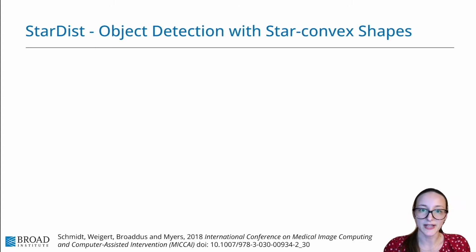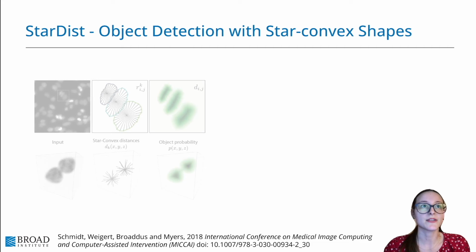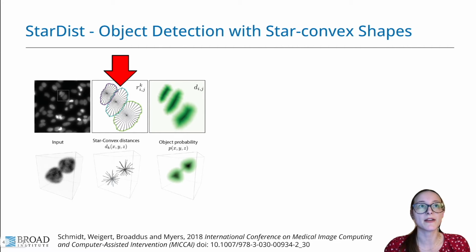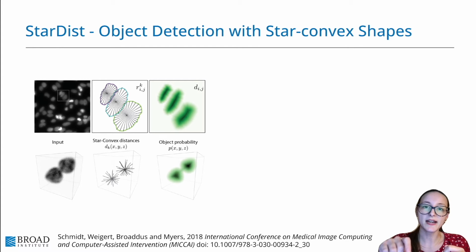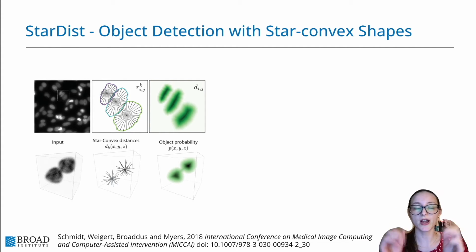StarDist is a deep learning tool that utilizes star-convex polygons to detect nuclei and other round objects present in your data. So what do I mean by star-convex? I mean these shapes are relatively round, and the star refers to this radial spreading from a central point, and a star-convex shape is one that doesn't pucker in. You could take a point within the cell and find a position where you could draw a line to the entire edge without that line crossing over multiple edges. So these are roundish objects, not puckered in objects like you might see with some types of neurons or other really elongated cell shapes.